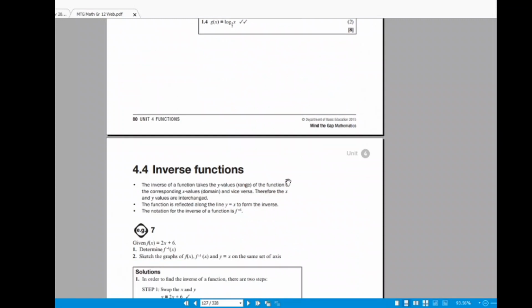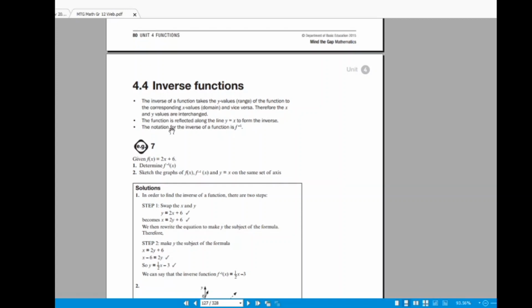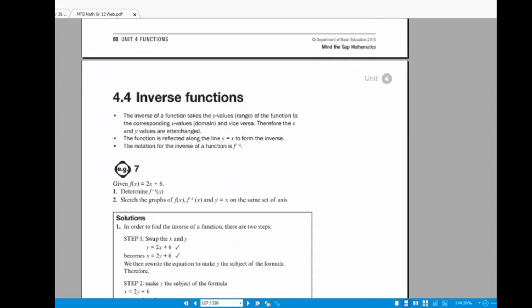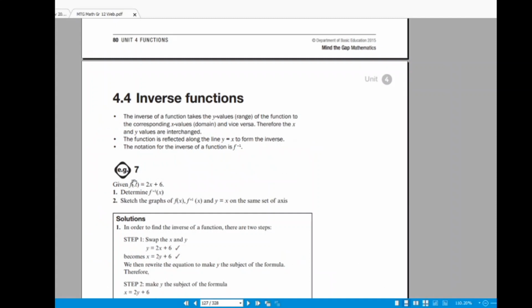Right, inverse functions, we've already spoken about that. The inverse of a function takes the y values of the function to the corresponding x values and vice versa. Therefore, x and y are interchanged. The function is reflected about the line y equals x. So a reflection of the function about the line y equals x is the inverse function. The notation of the inverse function is f to the power minus 1.